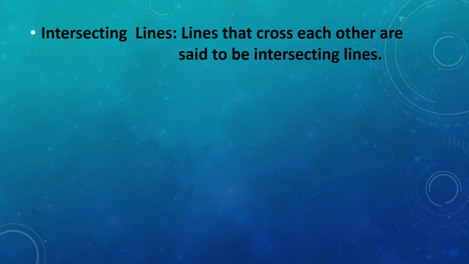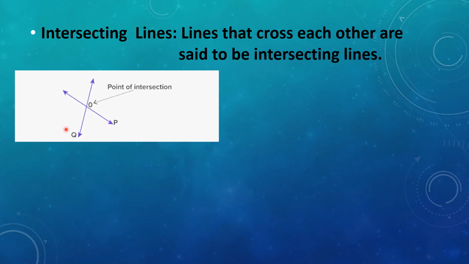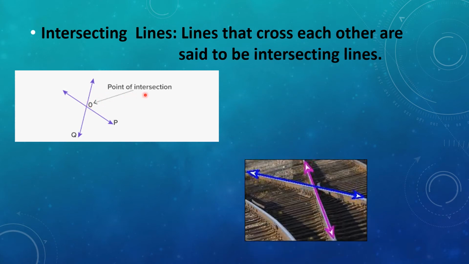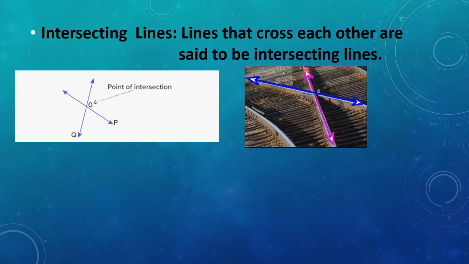Now, what are intersecting lines? Lines that cross each other at a point are said to be intersecting lines. Here you can see that line Q and line P intersect at O. So, line Q and P are said to be intersecting lines and where they intersect is known as the point of intersection. Here you can see in a rail cross, they cross at a point, so these two lines are said to be intersecting lines.